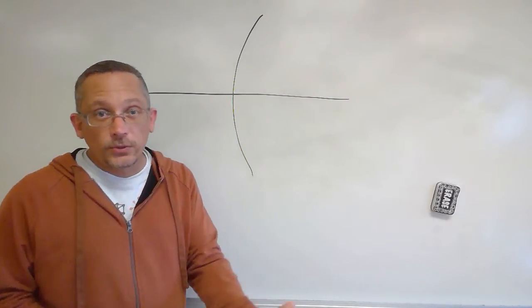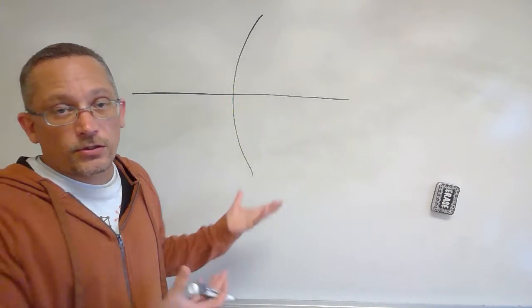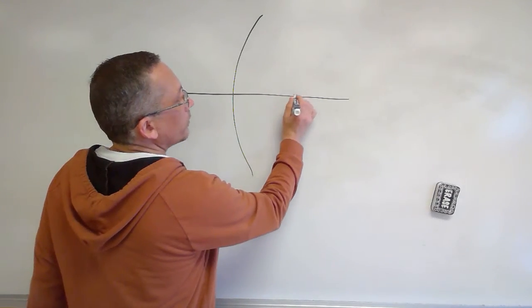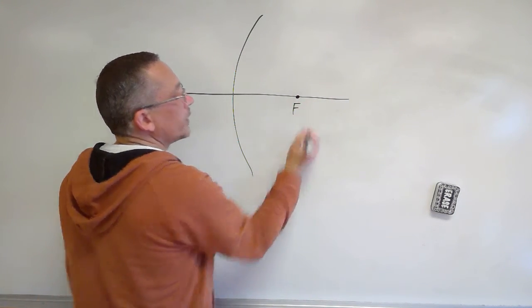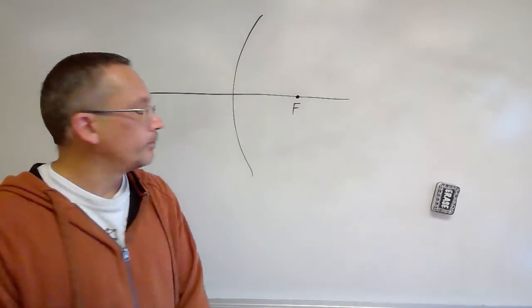Maybe a problem tells you how far it is from the mirror. For us, just drawing this ray diagram, let's put it right here. And we'll label it with an F. So we know that's the focal point.